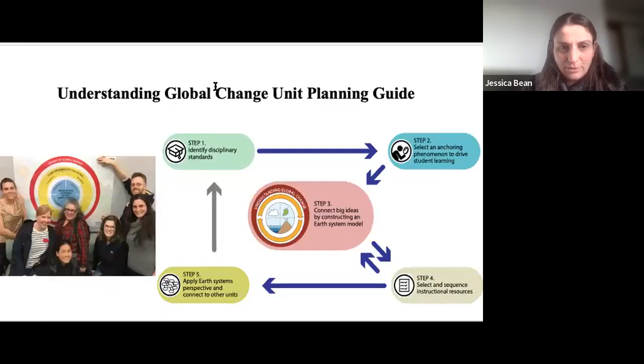And on our website, we also have the Understanding Global Change Unit Planning Guide, which we've used in lots of professional learning communities to support teachers in, again, using this tool to think about how they could construct or modify a unit using clean resources and emphasize that systems perspective.